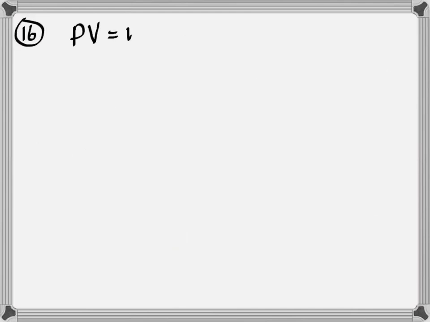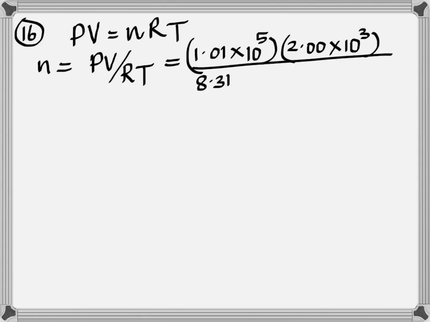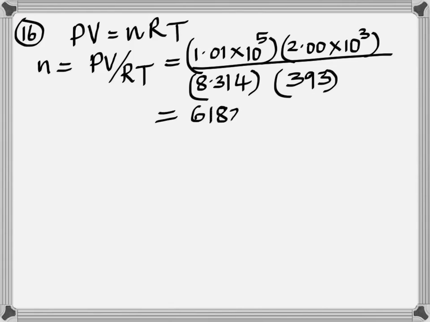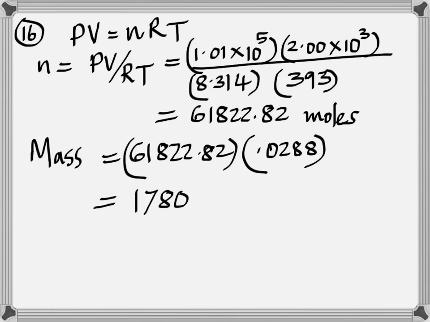16. The ideal gas equation. Use that to find the number of moles. And since we know the molecular mass, multiply this with that molecular mass in kilograms to get the mass as 1780 kilograms.